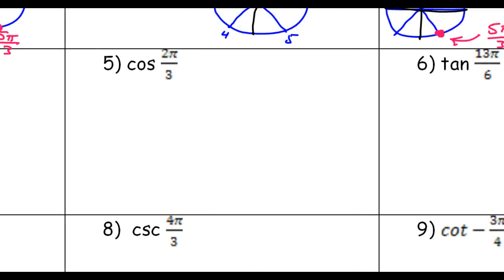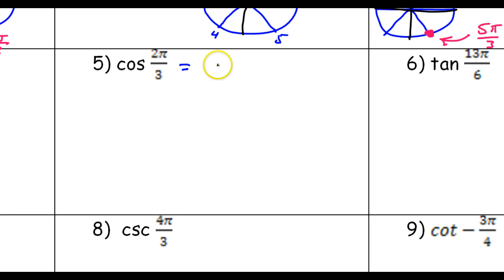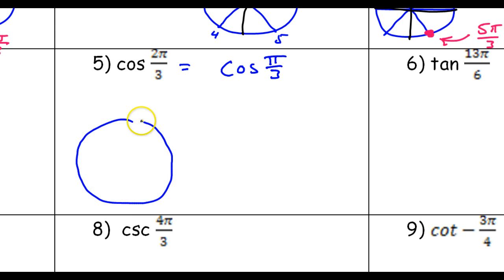Alright, let's move on to number 5. Cosine of 2 pi over 3. That's going to be the same thing as the cosine of the reference angle pi over 3, give or take a negative sign. So we need to figure out whether the cosine is negative in this quadrant. So we draw ourselves a quick unit circle. We're dealing with pi over 3's, so we'll split our pi up into 3 pieces. Alright, so 1, 2, 3. So now we have pi over 3's. So we're talking about 2 pi over 3. So 1 pi over 3, 2 pi over 3 would be right here.